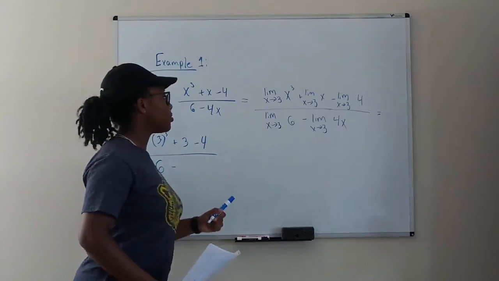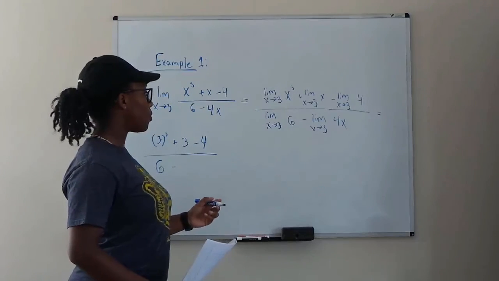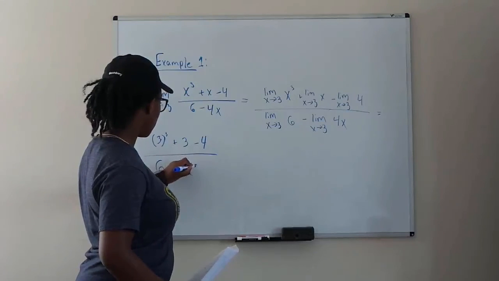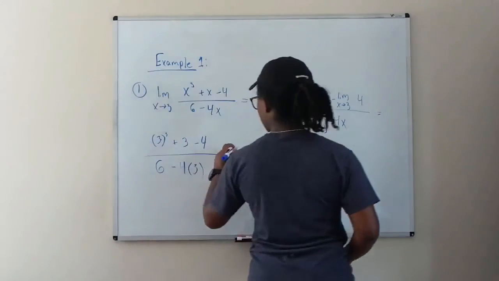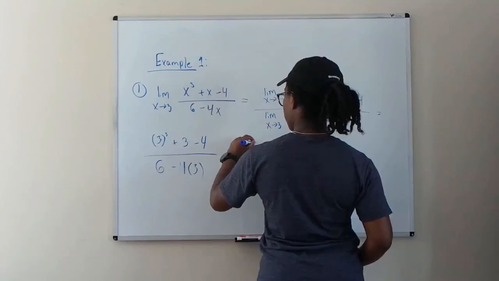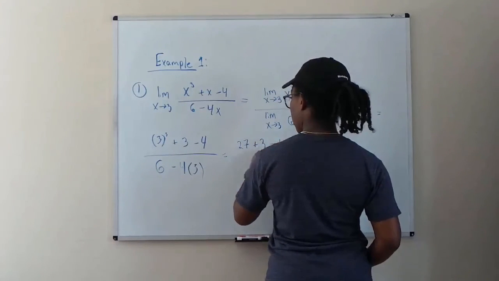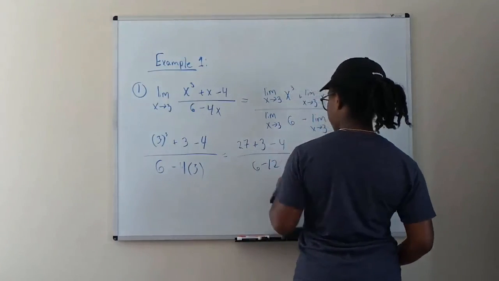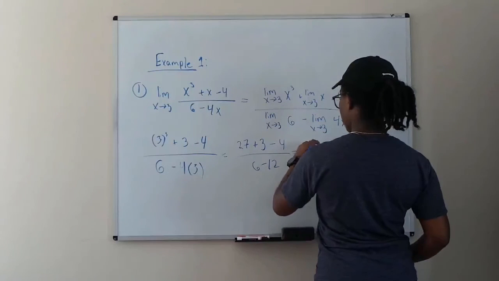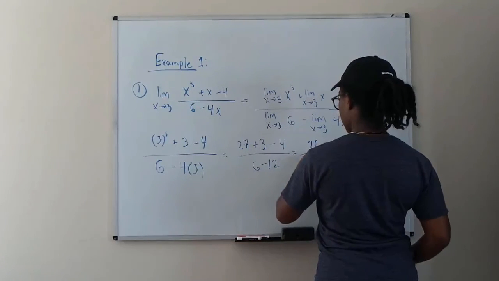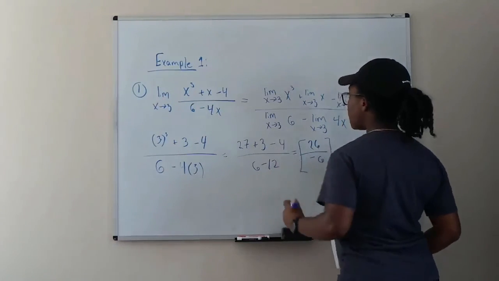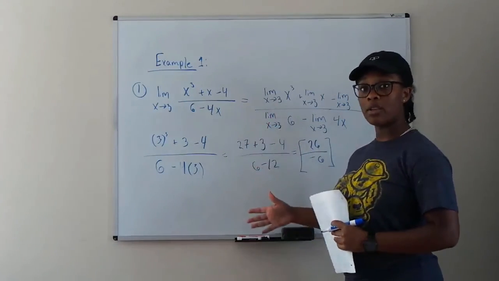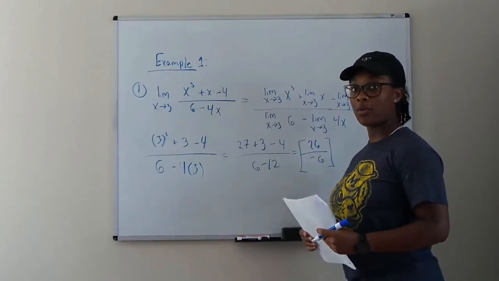And then we can directly substitute 3 in for the 4x. So 4 times 3. So we'll just have 27 plus 3 minus 4, and then we'll have 6 minus 12. And so this is going to be equal to 26 over negative 6. So if you're asked this question, what you want to do is break down into the limit laws that you can use and then methodically work through them.